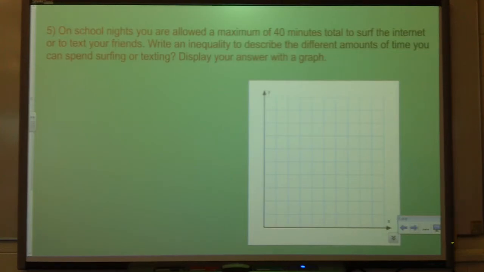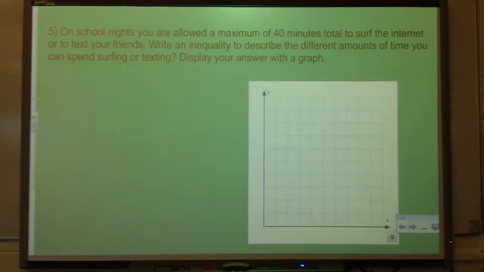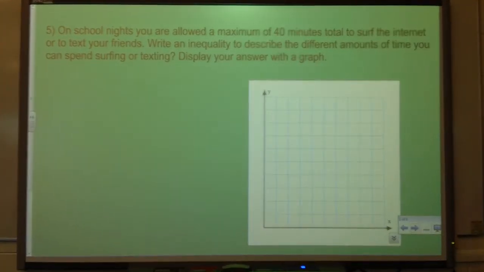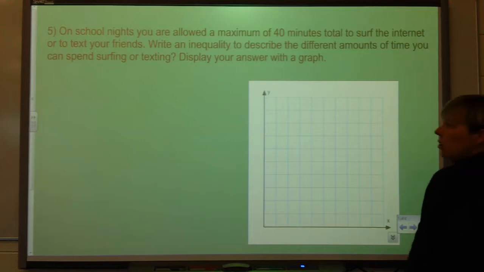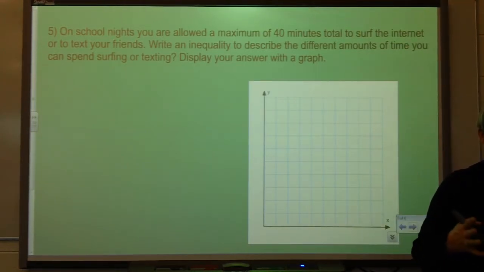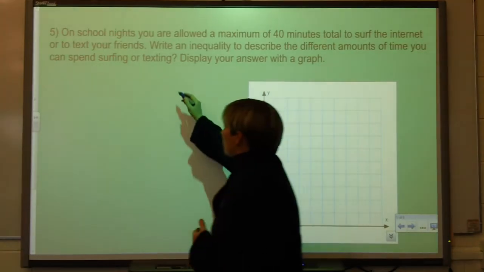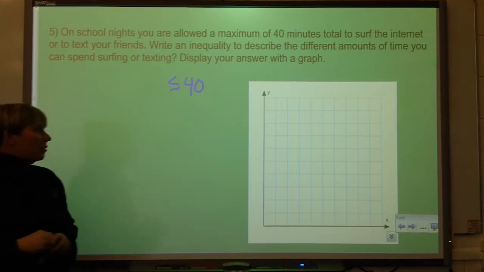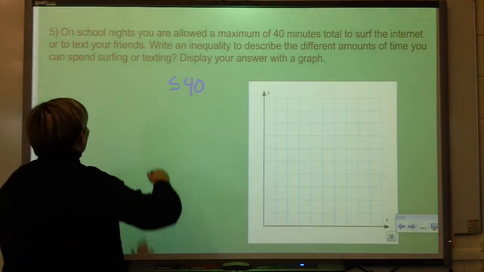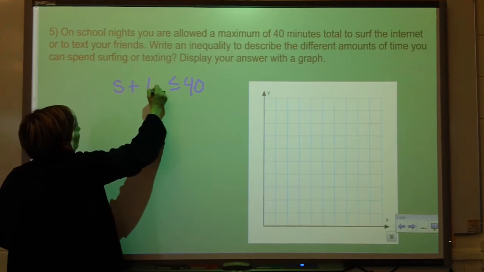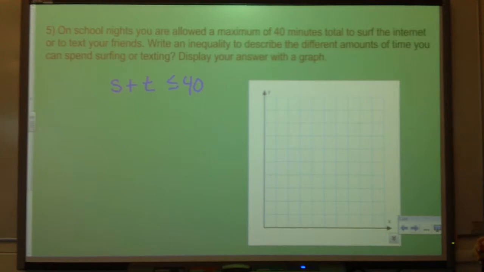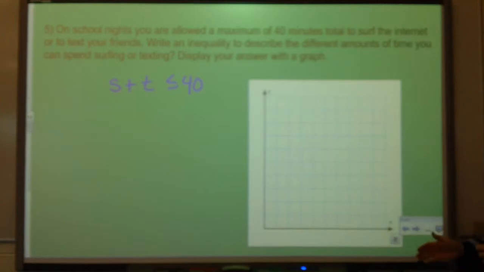5. On school nights, you are allowed a maximum of 40 minutes total to surf the internet or text your friends. Write an inequality and describe the different amounts of times you can spend surfing or texting. So my total maximum is 40, which means I know I'm going to have less than or equal to 40. I'm doing 2 activities, either surfing the internet or texting my friends. So any combination of those becomes my inequality. So the number of minutes I surf the internet plus the number of minutes I text has to be less than or equal to 40.